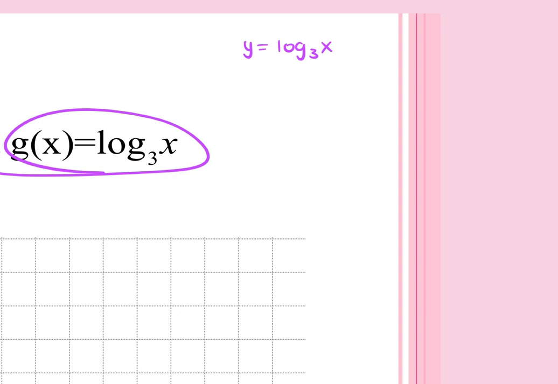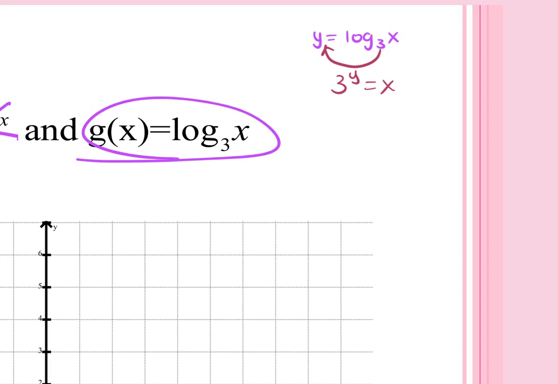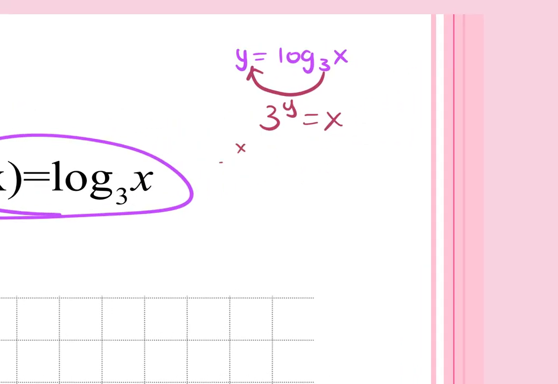So what is this in an exponential function? What's the exponential function of that? Thanks, Sam. 3 to the y equals x. So it becomes 3 to the y equals x. And this is why we plug in now for y, because the y is the exponent.